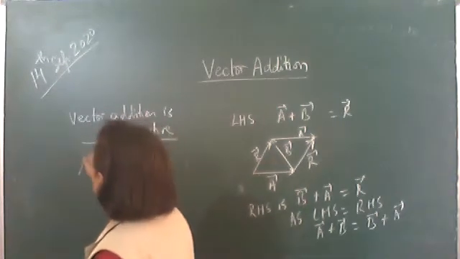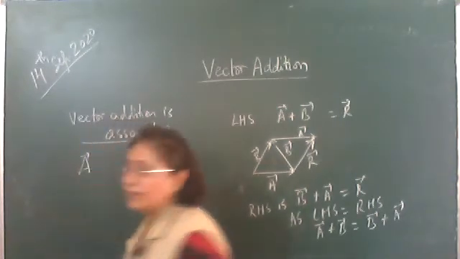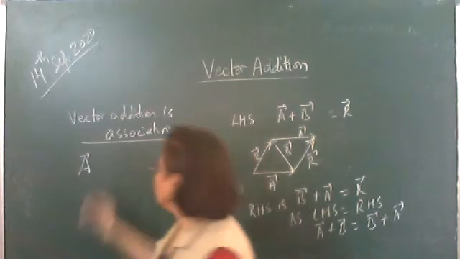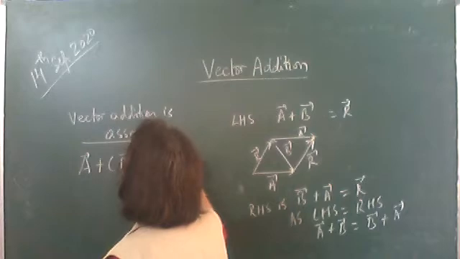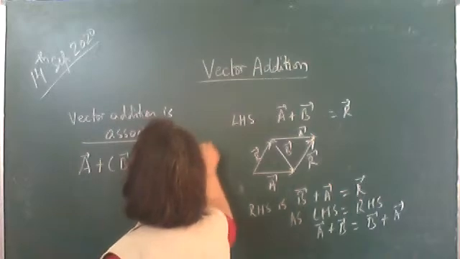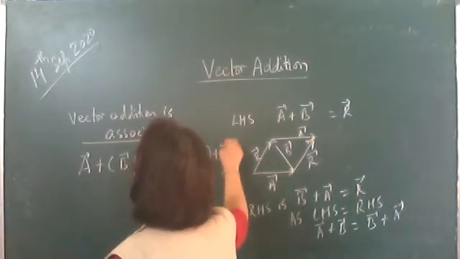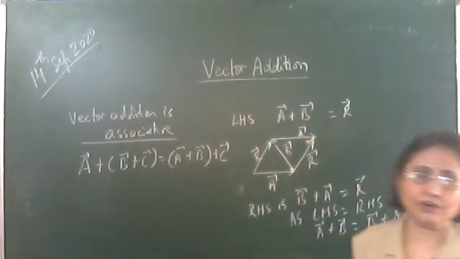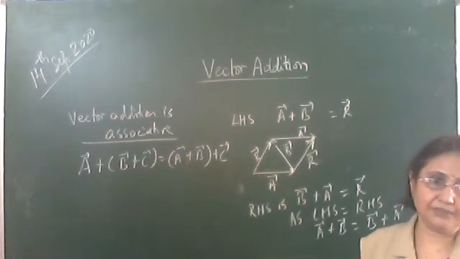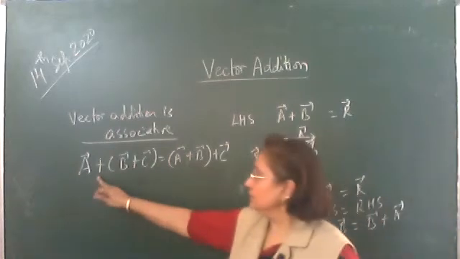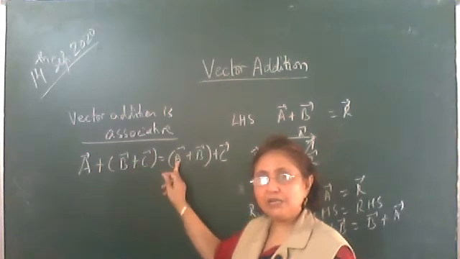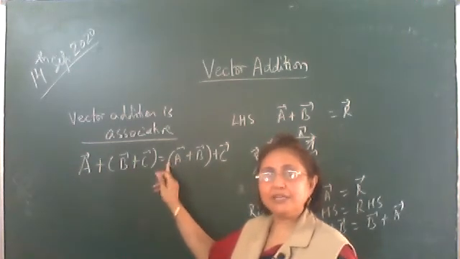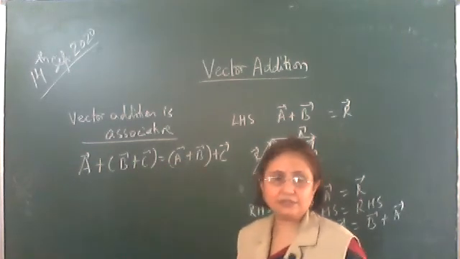Okay, again, first let's write down. A vector added to B plus C vector should be equal to A plus B vector plus C vector. This is the associative law of vector addition. Three vectors are there. A plus the sum of B plus C vector should be equal to the sum of A and B vectors plus the C vector.